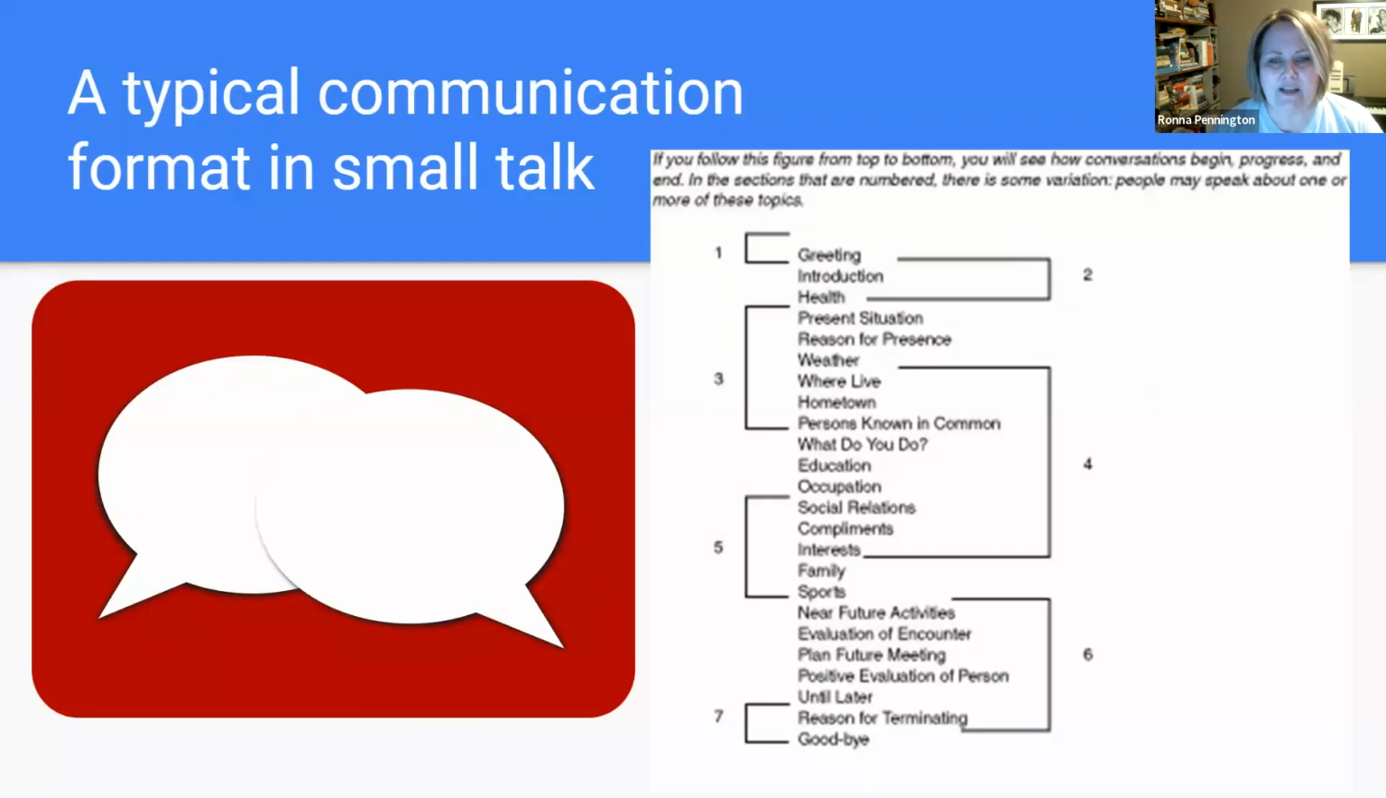I know this graphic is a little blurry, and I hope you can make the slides big enough to actually look through it, but this is a typical communication format in small talk that starts with a greeting. Hi. Doesn't have to be huge or difficult, just hi. And then an introduction. I'm whatever. How are you today? I mean, that's a health question, right?